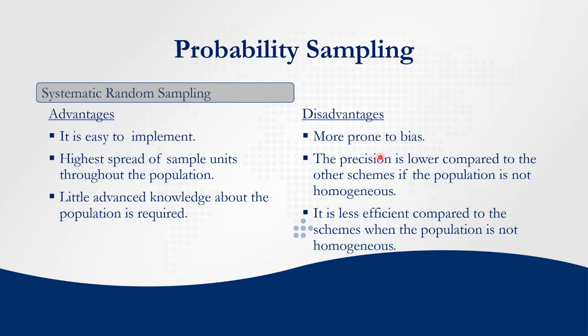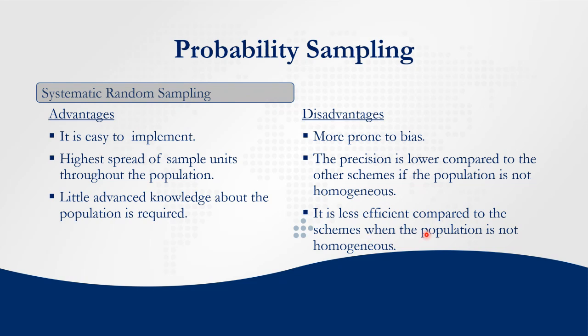It can be more prone to bias if maybe what you skip coincidentally aligns to certain attributes. Which means maybe you will only select based on those attributes. And in precision, you've got low precision compared to other schemes if the population is not homogeneous. I think I've explained what is a homogeneous population.